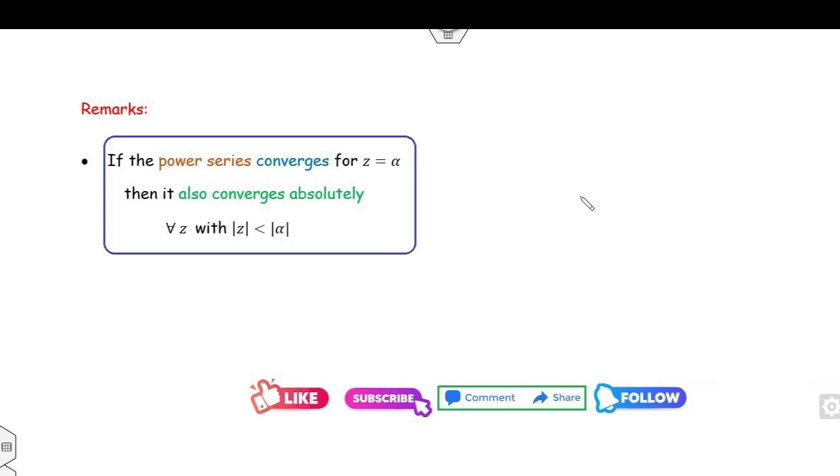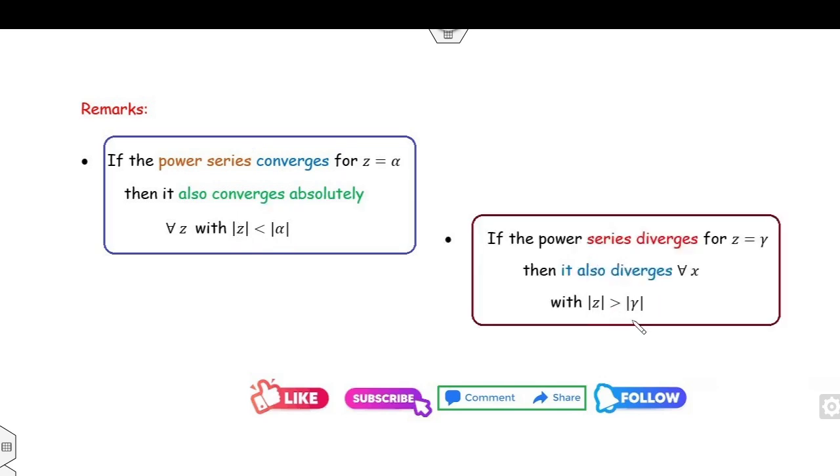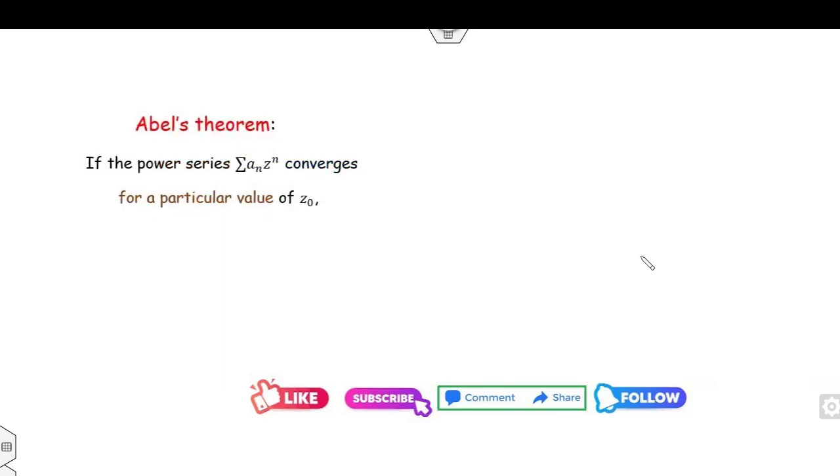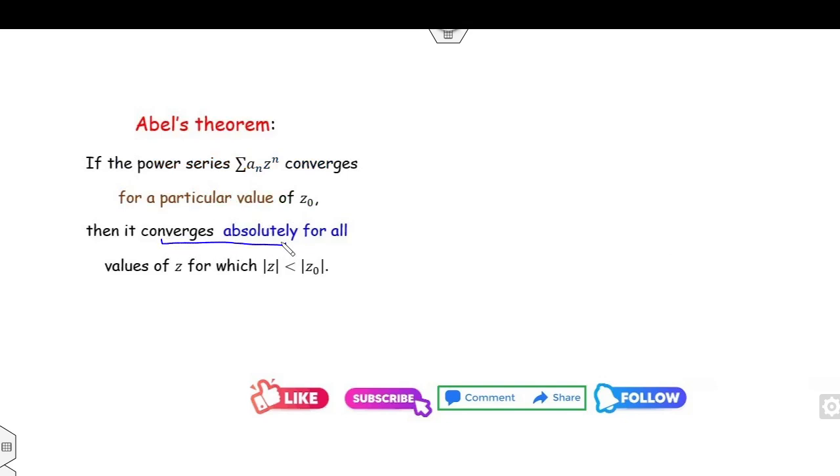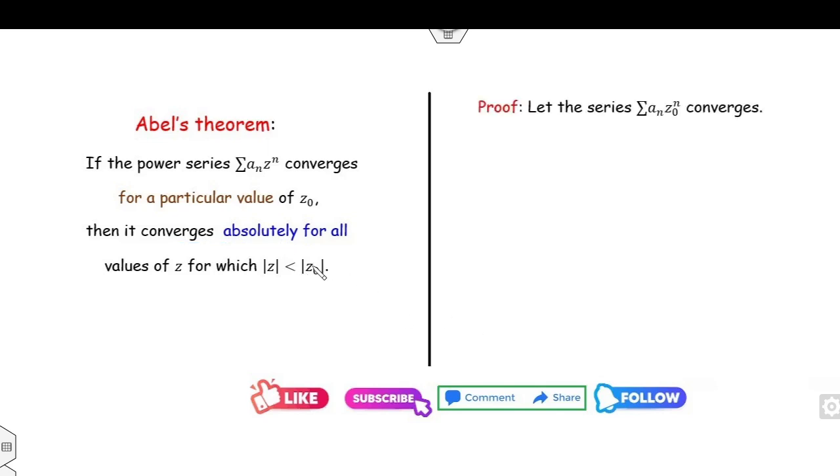The result of this series is that whenever the power series is convergent for some value alpha, then it also converges absolutely for all values of z whose absolute value is less than the absolute value of alpha. Similarly, for divergence, it is greater than. The proof is known as Abel's theorem. This result is known as Abel's theorem. That means the power series converges absolutely for all these values of z. How can you prove the absolute convergence?